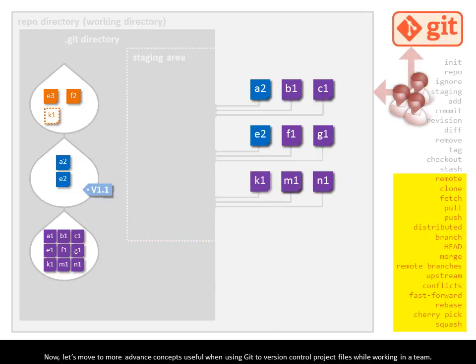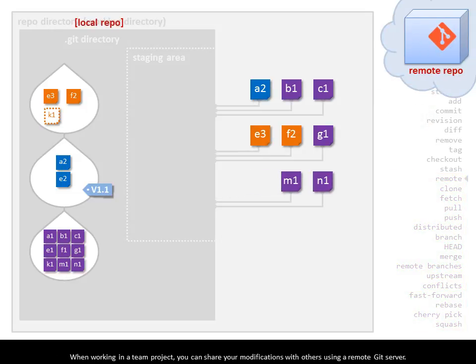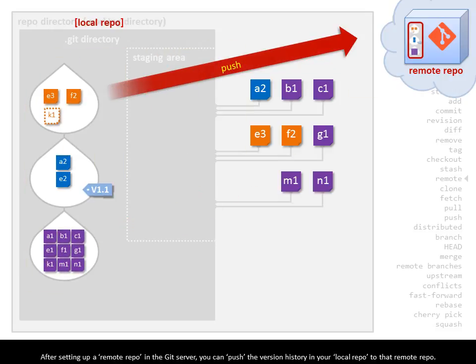Now, let's move to more advanced concepts useful when using Git to version control project files while working in a team. When working in a team project, you can share your modifications with others using a remote Git server. After setting up a remote repo in the Git server, you can push the version history in your local repo to that remote repo.